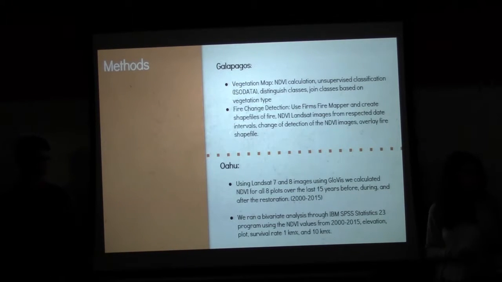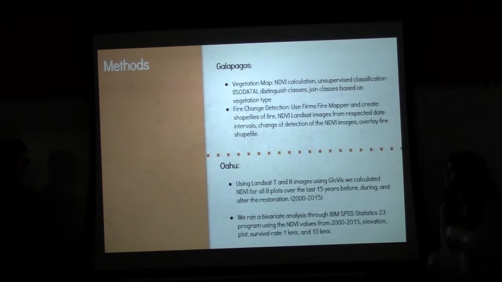Methods that we used for the Galapagos: using the vegetation map, which will be on the next slide, we calculated the NDVI, then we did an unsupervised classification using the ISA data, and from that we got 19 different classes. Then using the help of Google Earth, the cursor value on NDVI to look at specific NDVIs, and also a vegetation book, we were able to determine which class each vegetation was, so we were able to break it down into grassland, shrubs, mangroves, tropical rainforests, and dry forests.